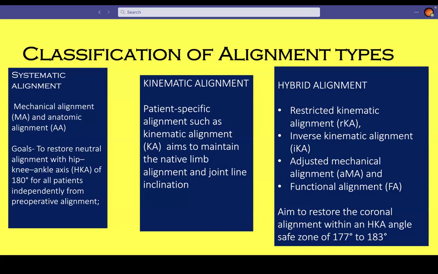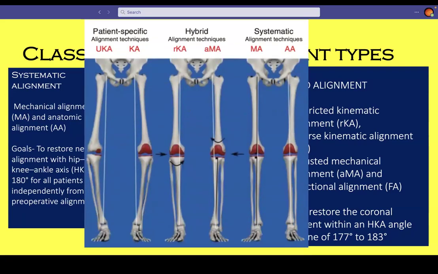Then comes the hybrid alignment, which is a hybrid of the two. That is, they aim to restore the coronal alignment with a HKA in a safe zone of 177 to 183. It includes the restricted kinematic alignment, the inverse kinematic alignment, the adjusted mechanical alignment, and the functional alignment. I'll explain each of these alignments in further slides.